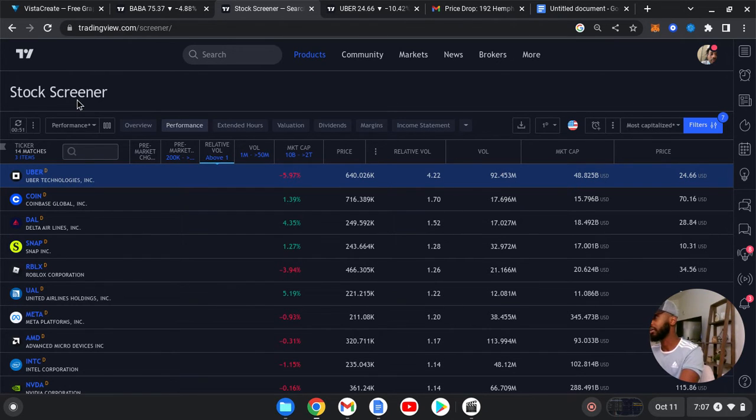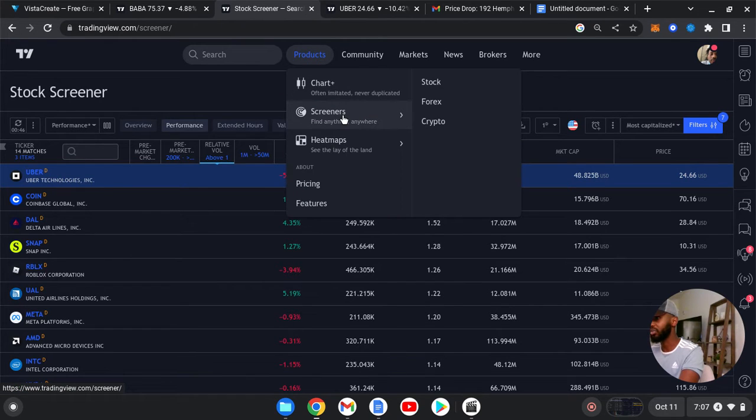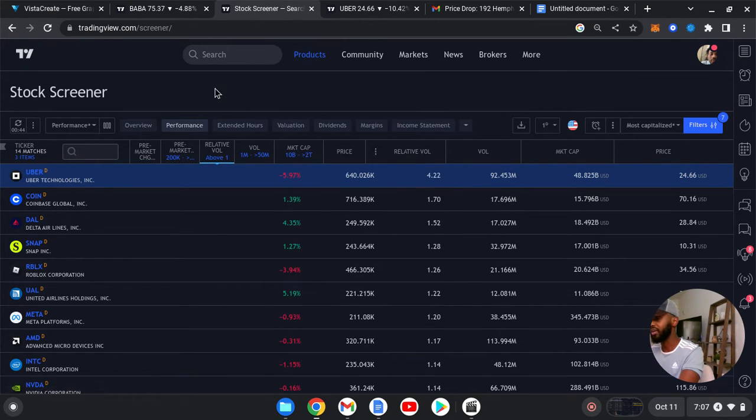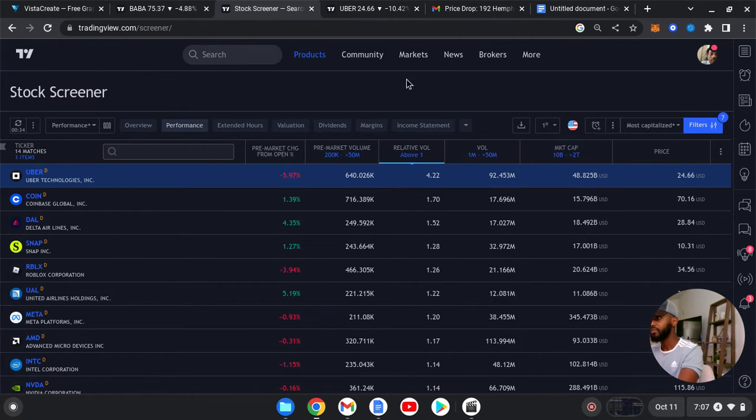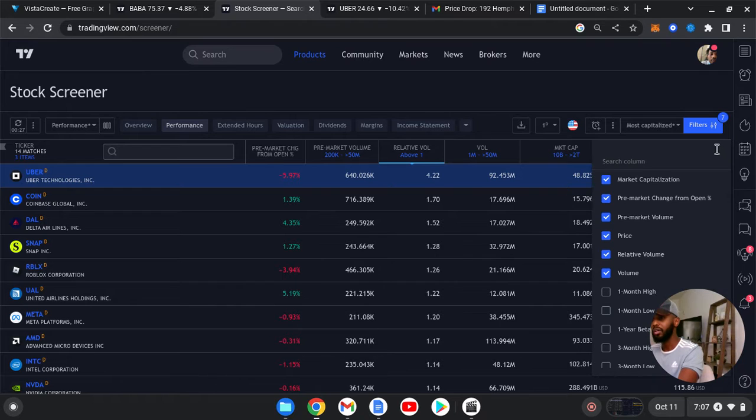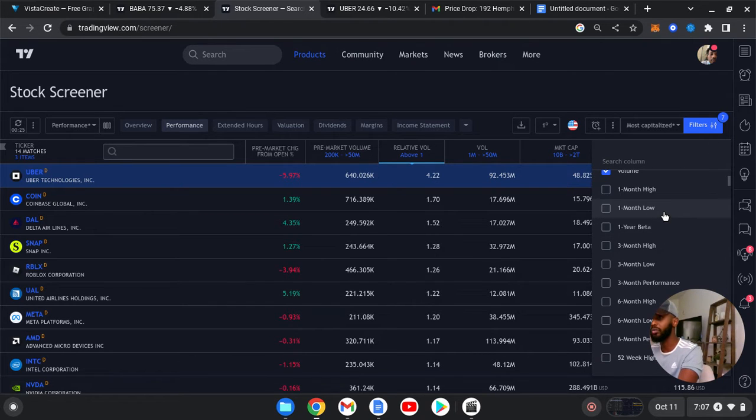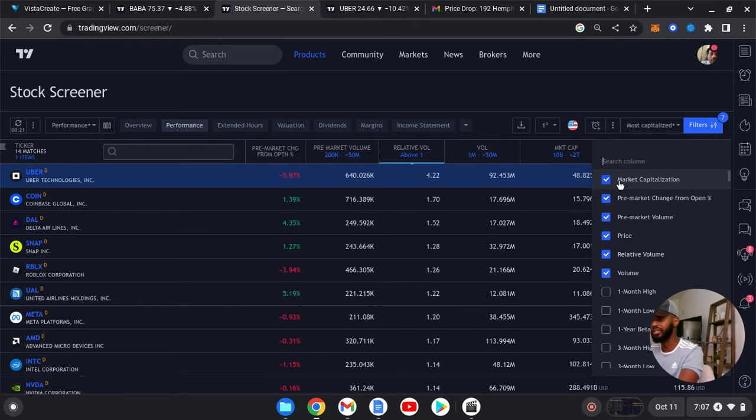strategy here. So if you go on TradingView, you go to products and you find screeners. You can click stocks and you're able to screen stocks to whatever you want. And I'll show you guys what I do and what helps me find the best stocks to trade. So if you go to the right hand corner, the three dots, the column setup, it'll give you 100 different things that you can filter with. These are the ones I use.